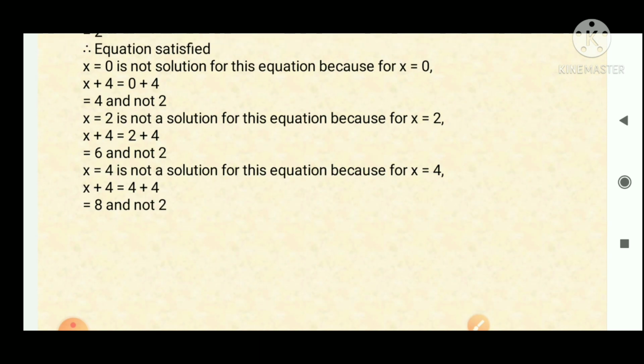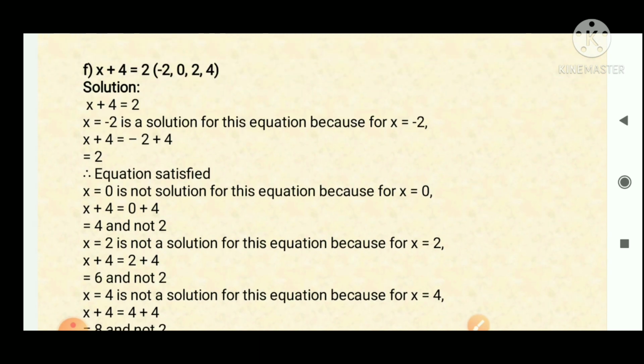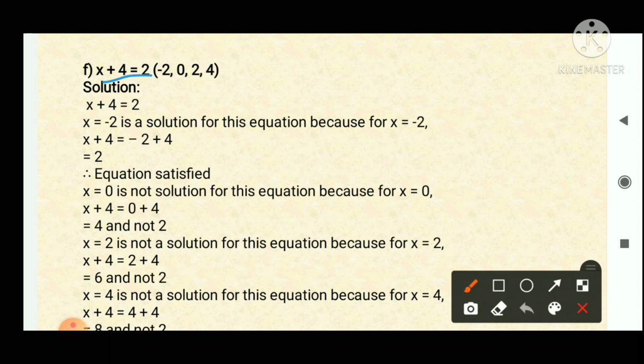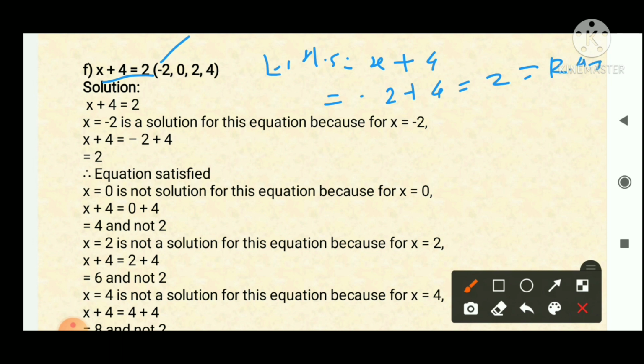Now next equation, x plus 4 is equal to 2. The left hand side of this equation is x plus 4. Now we take the value of variable x equal to minus 2. Minus 2 plus 4 is equal to 2, which is equal to the right hand side. So x is equal to minus 2 is a solution for this equation because the equation is satisfied.